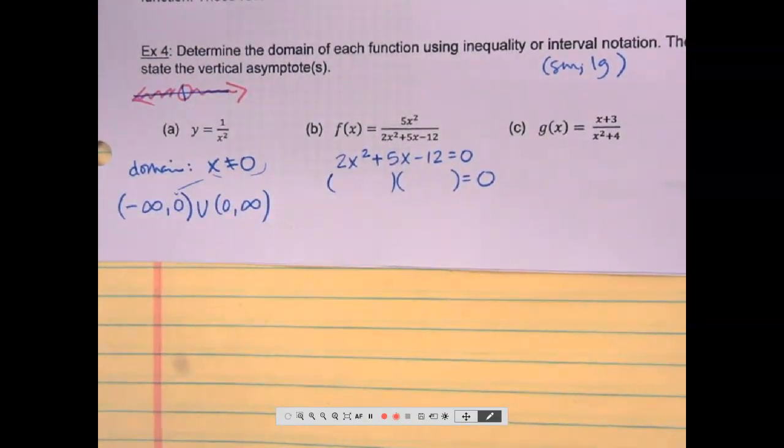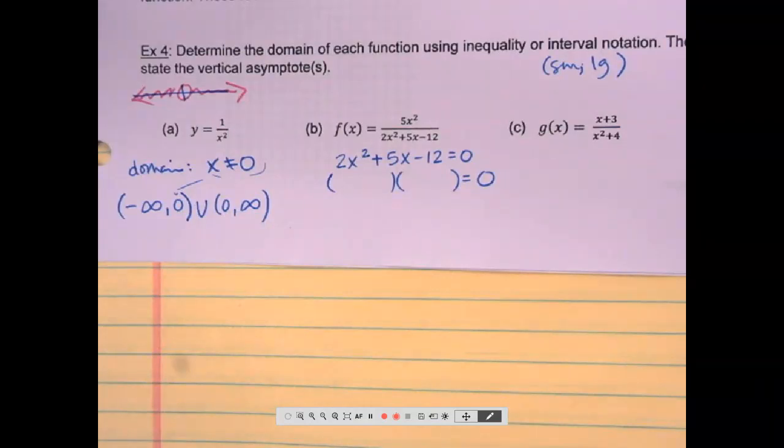All right. Figure out your factors. How many of you like this method? Y'all look like a deer in headlights. Y'all like, what? How many of you do guess and check? Oh, lordy. Okay.